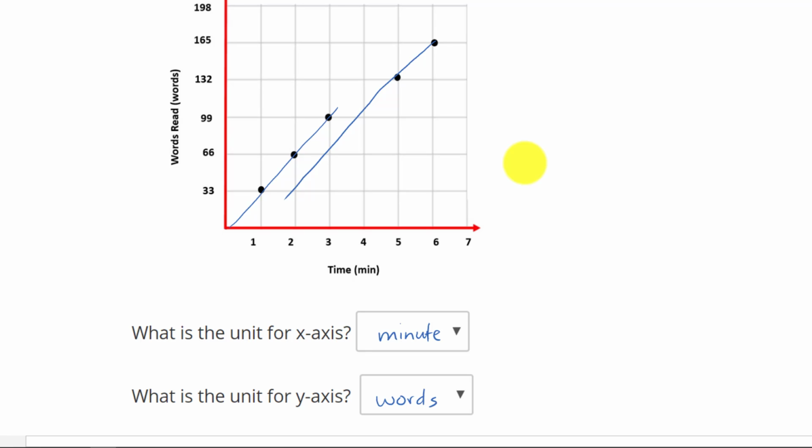So that is how we look at data from a graph to determine if there is a proportional relationship between two quantities of the y-axis and the x-axis.